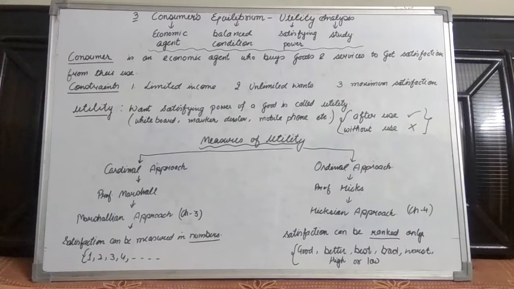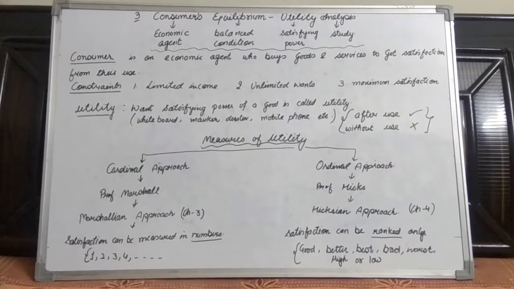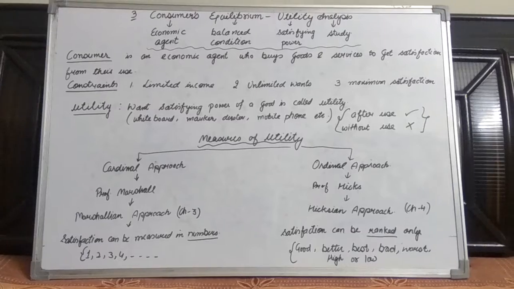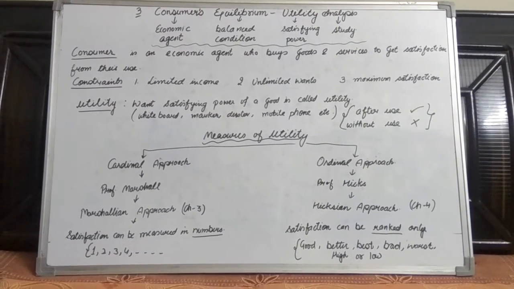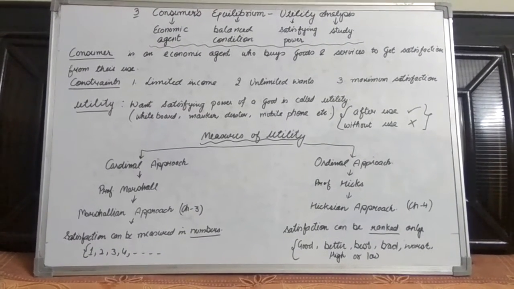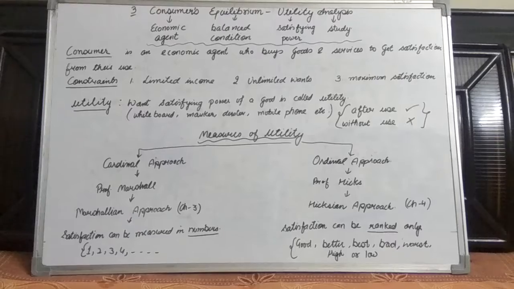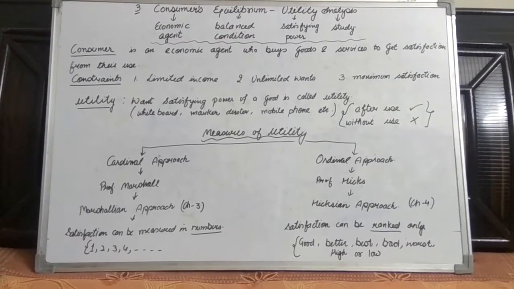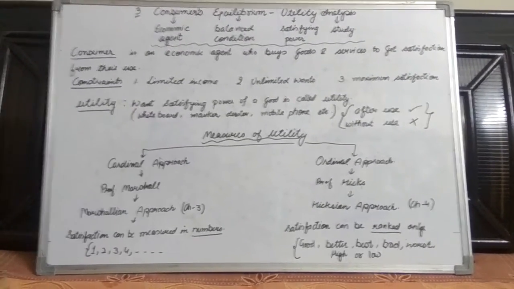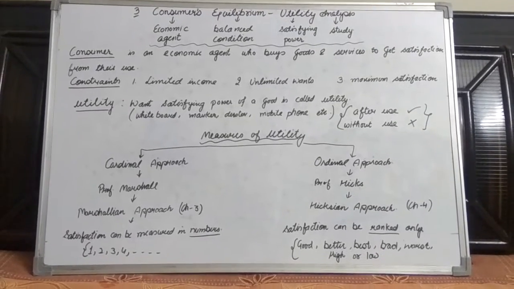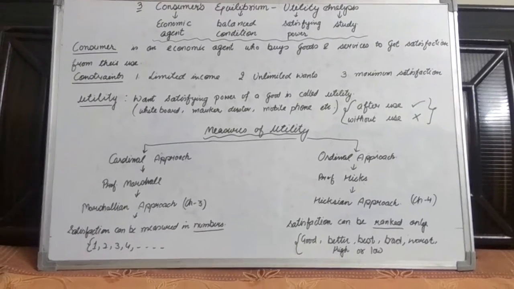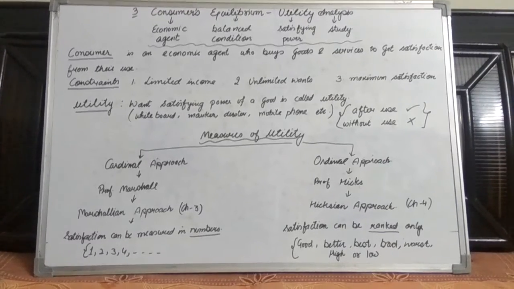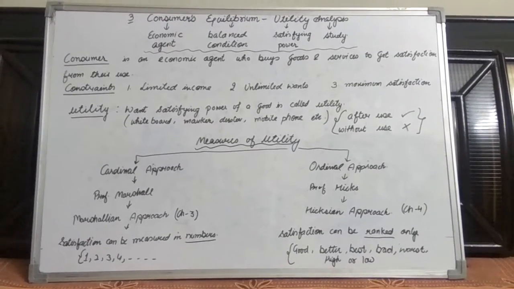Now move forward to the utility concept, that is the analysis base of this chapter. Utility means want satisfying power of a good. Like I'm teaching you right now. Here whiteboard, marker, duster and mobile phone, all these goods have utility, and that is why I'm using these goods and getting satisfaction from their use. So all the goods have utility power. We can get that only after the use. Without use, we cannot get utility from any good.